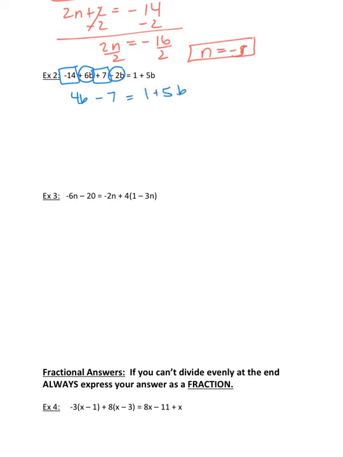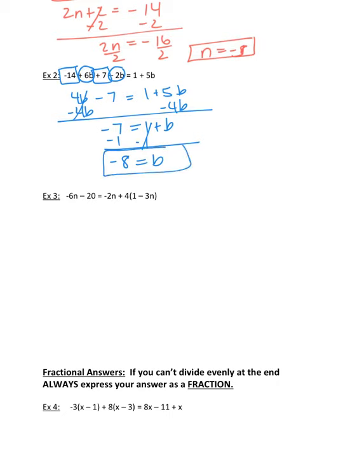Once I'm here, everything's been combined as much as possible. I try to move the variables onto one side. So in this problem, I'm actually going to subtract 4b. It's okay to get the b on the right side of the equal sign, because I would prefer it to be positive. And then I'm going to subtract 1, and I have b on the right-hand side equals negative 8.